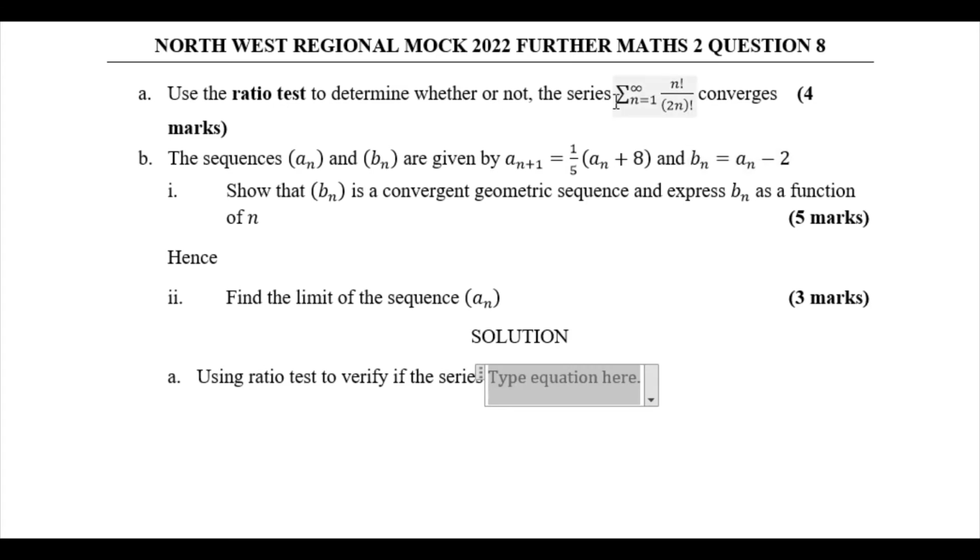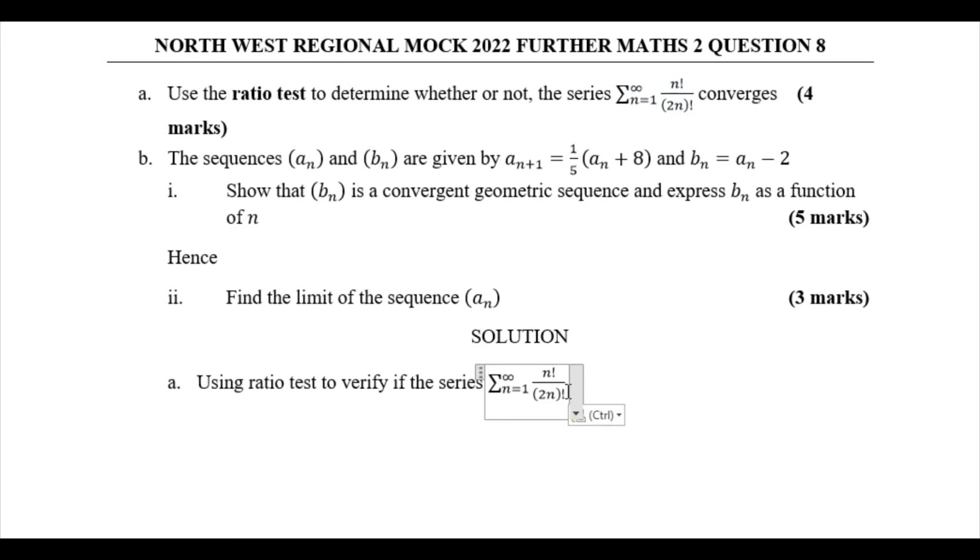Now this is a series that has been given to you. Remember, a series is simply the sum of the terms of a sequence. So n factorial over (2n) factorial is a sequence, and then the series is the sum. So using the ratio test to verify if the series converges or not, that's what we want to do.